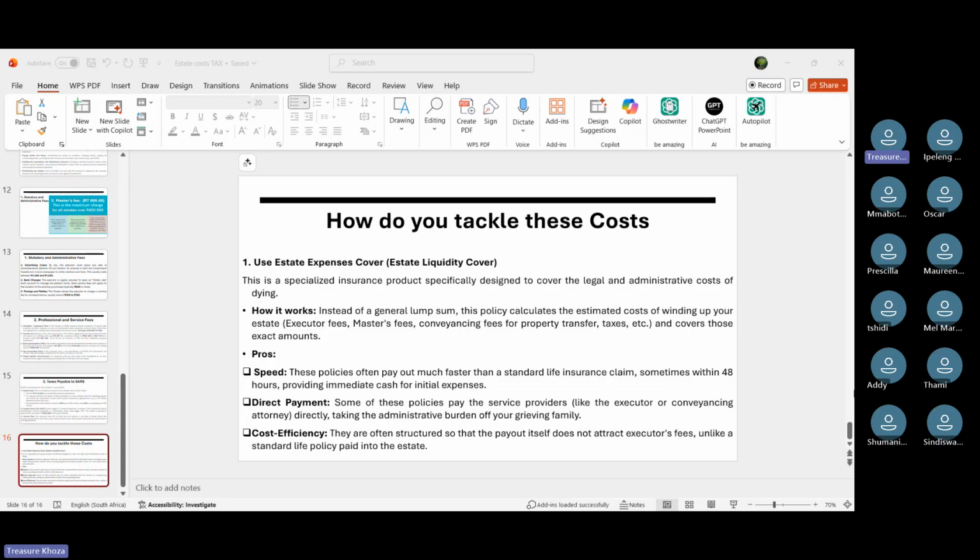So guys, I urge you that let's make sure that our houses are in order. Let's make sure that everything is in order. Let's sort it out. If there are some things which are left behind in terms of your estate, please make sure that you attend to those things this week. If it means there are things that you need to sort out in terms of increasing your life cover, or you want to go and take the estate cover, do that as soon as possible.